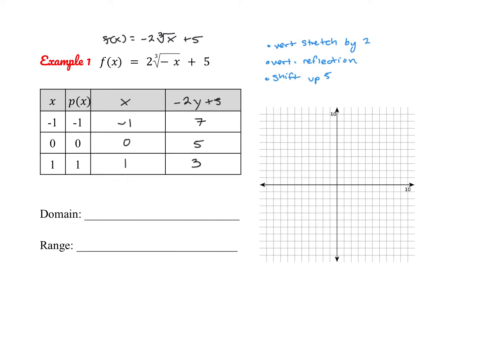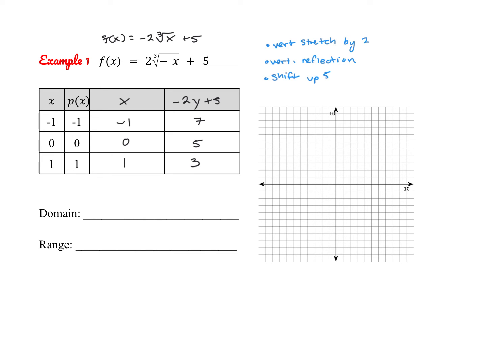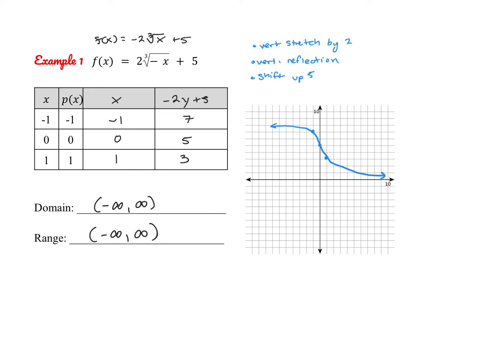So let's plot those points. So we have (-1, 7), (0, 5), and (1, 3). And we know that just from the general shape of our graphs that they're going to kind of make that S shape like this. And we could always plug in more points if we wanted to get a more accurate graph, but this is a pretty accurate graph. So our domain and range are always going to be all real numbers for these types of functions. And then we are done.